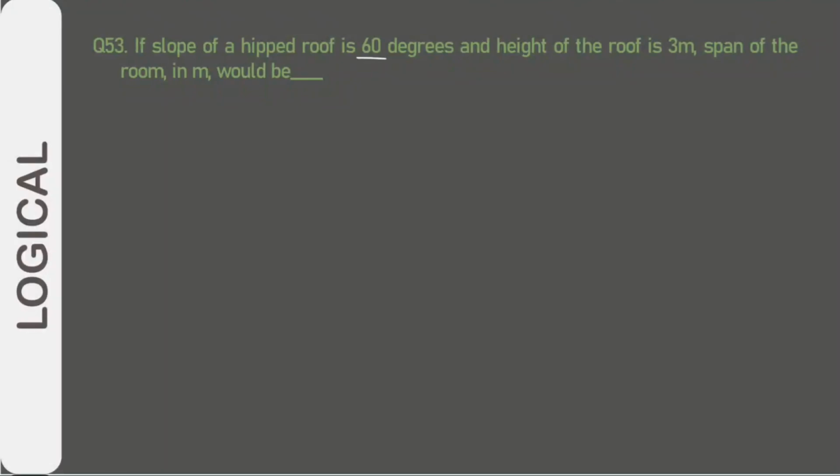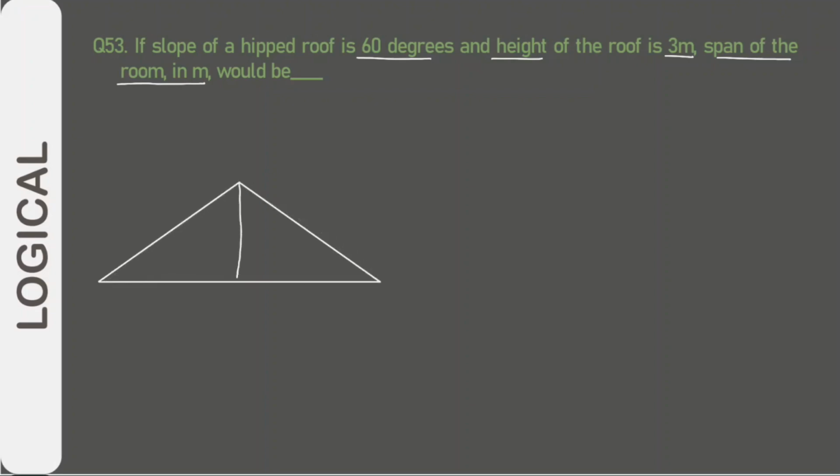If the slope of a hipped roof is 60 degree and the height of the roof is 3 meters, span of the room in meters will be. So this is the sloped roof. This is the 60 degree angle of the roof. Height of the roof is given as 3 meters. So let's calculate for this x.